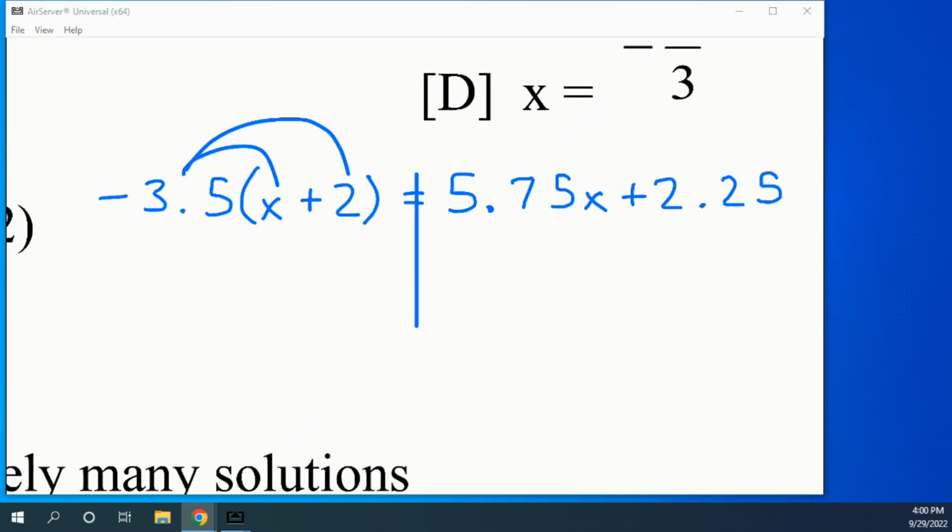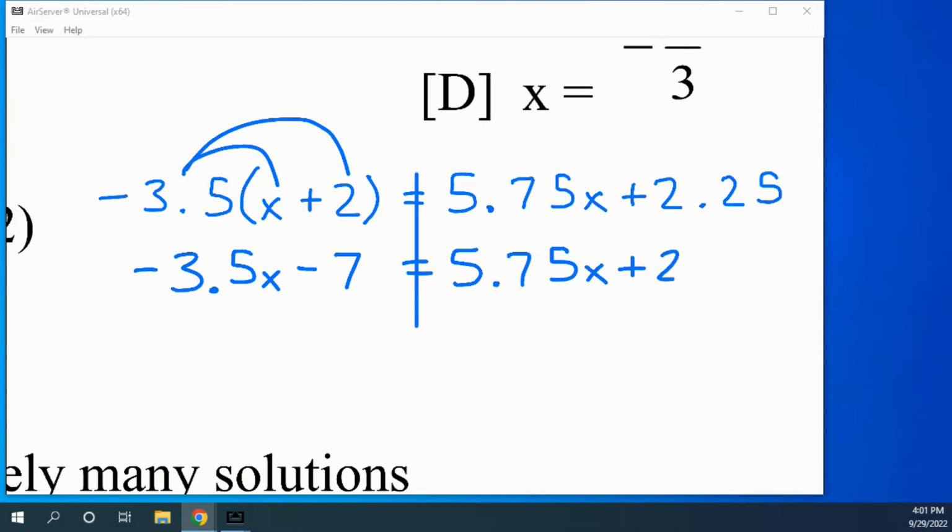So this is going to be negative 3.5x. And then negative 3.5 times 2 gives me negative 7. It's going to equal the right side. I'm just bringing it straight down.